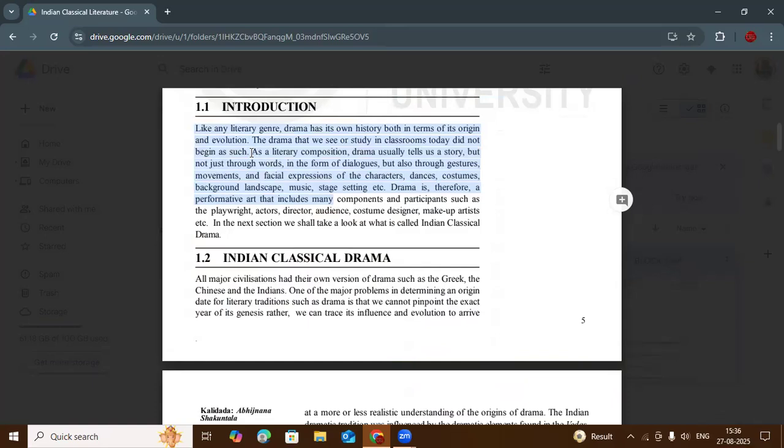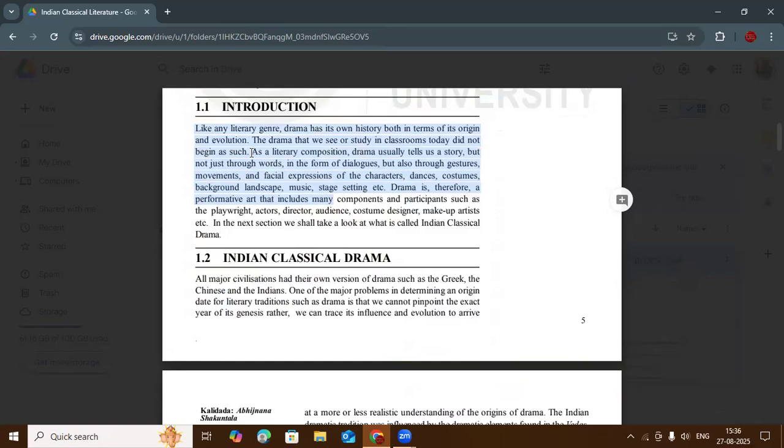So drama is therefore a performative art that includes many components and participants. What are they? Playwright, actors, director, audience, costume designer, makeup artist, etc.